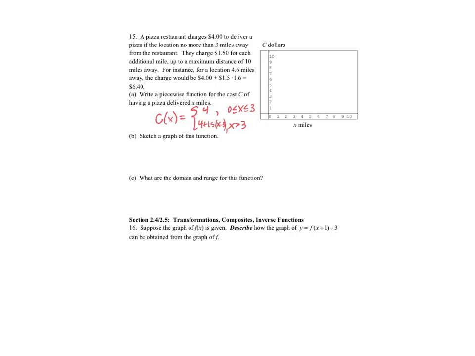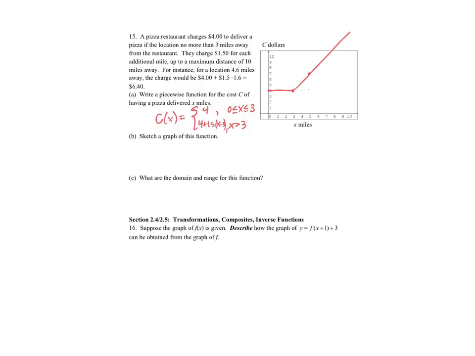Then I want to sketch the graph. And so for the first 3 miles, it's $4. So I can draw that here. And then after that, I'm going to proceed with a slope of 1.5. So that means if I go over 2, I'll go up 3. So it looks like 5 miles away is $7, and so on. And then at 10 miles, we stop.